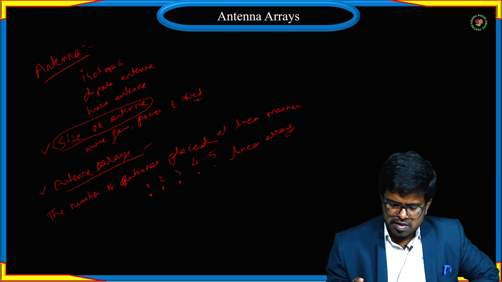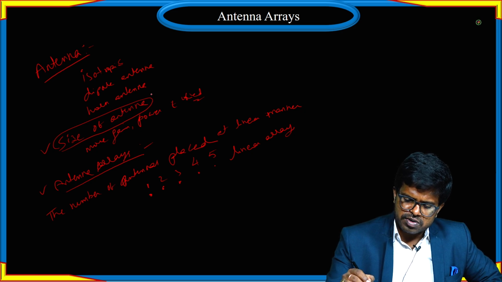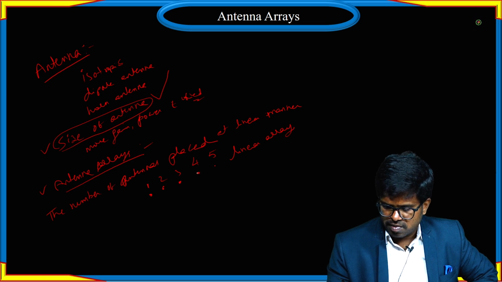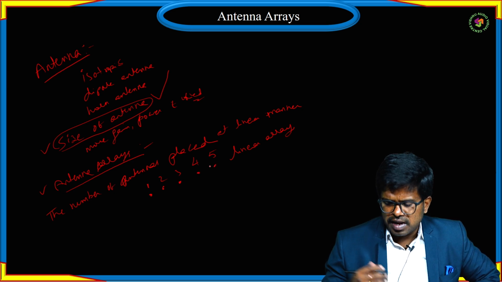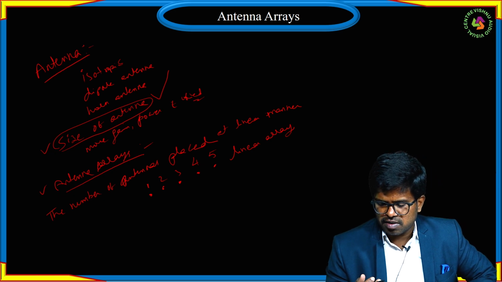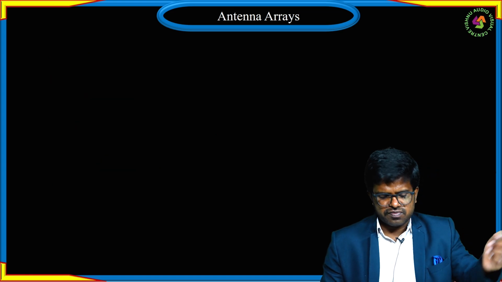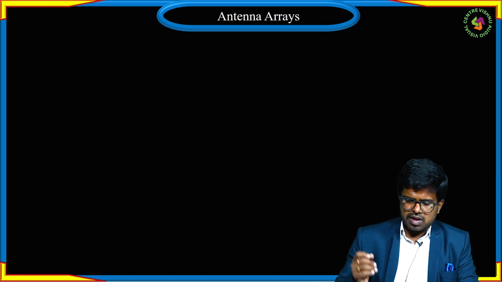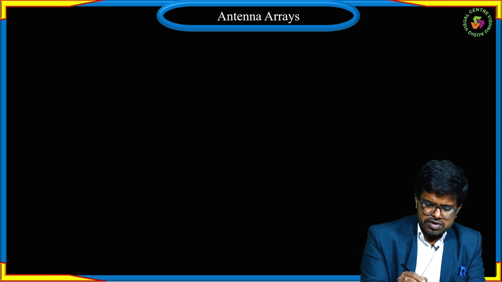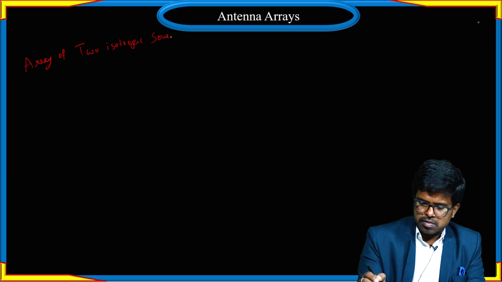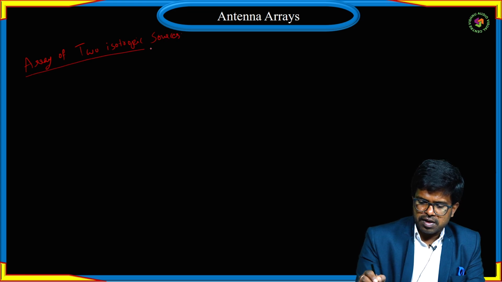Normally, to get more performance, you need to increase the size of the antenna. But instead of doing that, with the same antennas in a linear pattern, we can get more performance. What is the resultant electric field? That we are going to study in this section. In antenna arrays, our first topic is array of two isotropic sources.